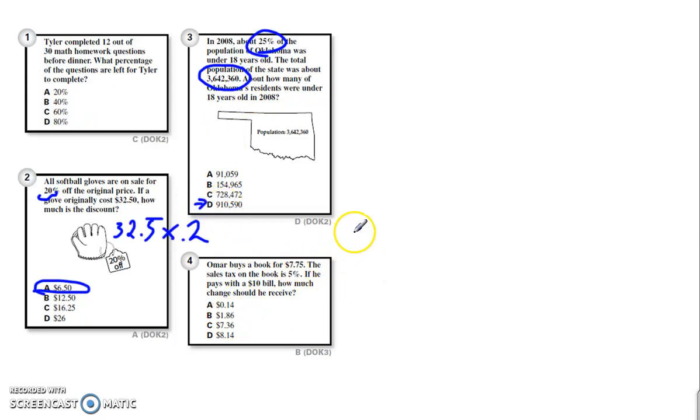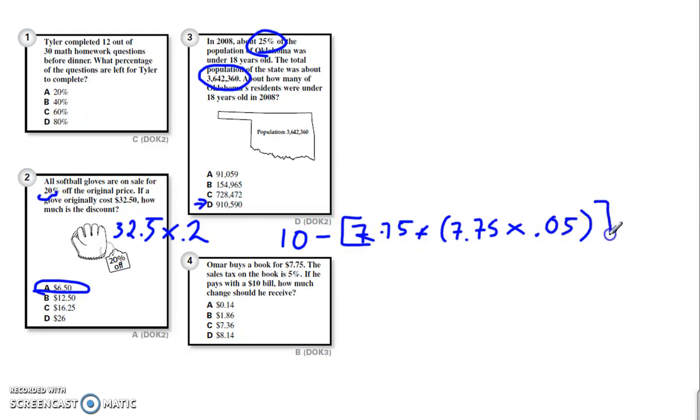Now number 4, here you have to take the 7.75 plus the tax, which is 7.75 times 5%, 0.05. And that will give us how much we have in total. We want to know the change. So he's paying with a $10 bill. So we want to find this and then subtract that from $10. Or you could write it all in one expression like this. $10 minus all this, and that would give you $1.86.